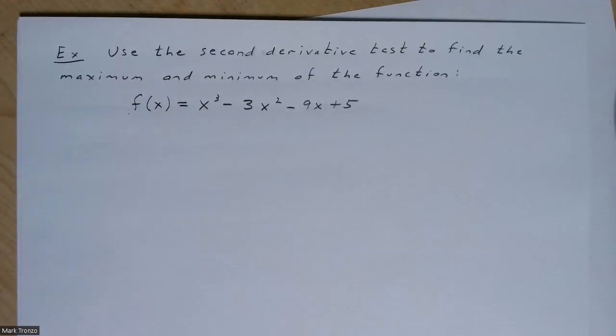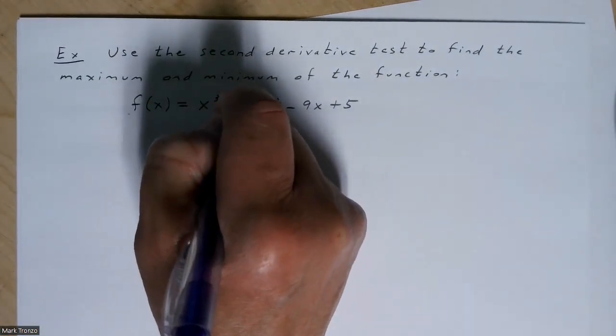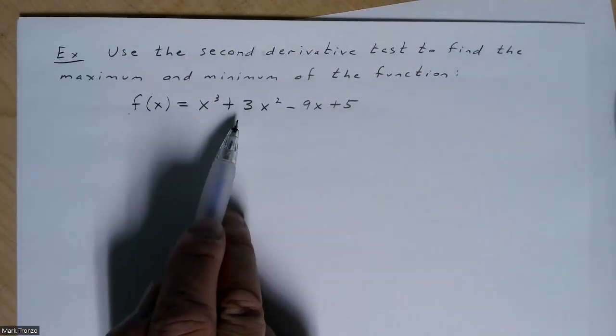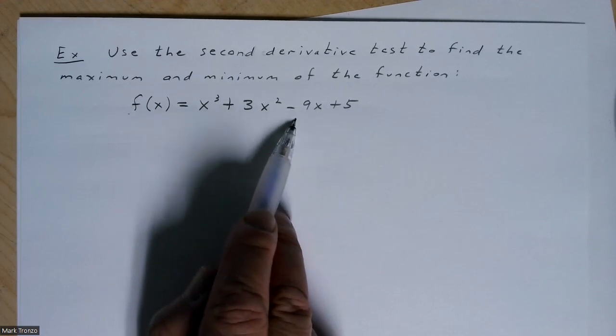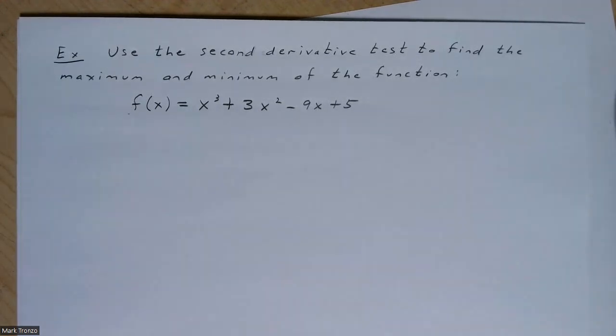So this is going to be a review of the second derivative test. Most of you have done this in the past, and this is sort of a review. And we'll start with this problem. Use the second derivative test to find the maximum and minimum of this function. Find the max and min of x cubed plus 3x squared minus 9x plus 5.